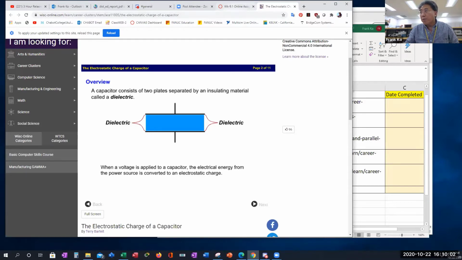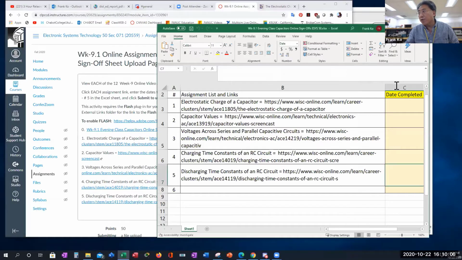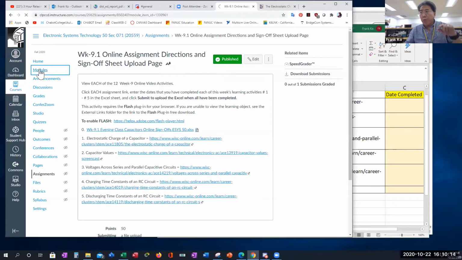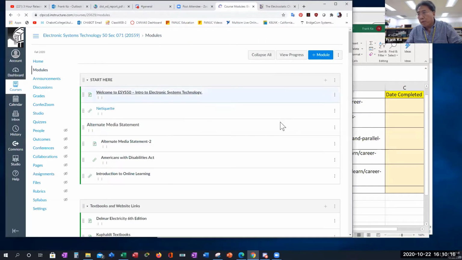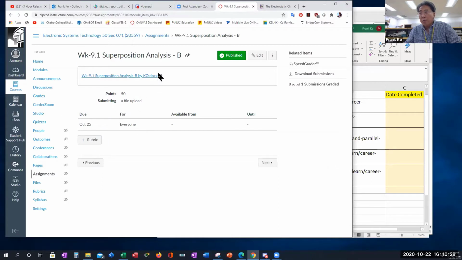So be sure to take care of those 5 tasks and be sure to put in your dates, send this in, and that is the completion of the 50-point task. Now, in addition to that, your online tasks are also, give the screen a moment to come back to us, Superposition Analysis B.